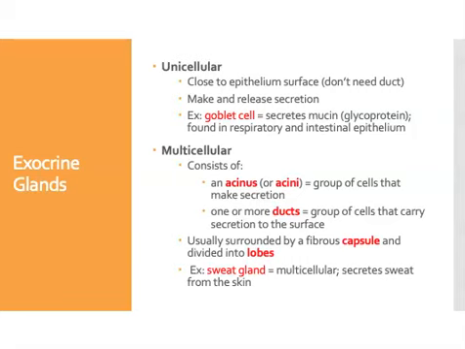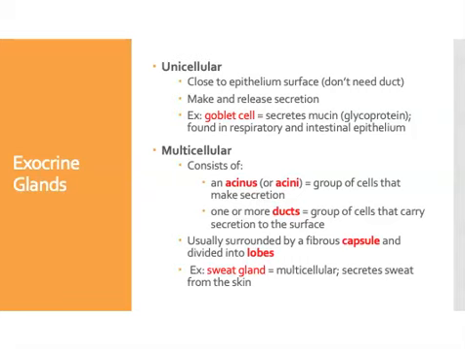Now, there are lots of different types of exocrine glands, so they too have to be classified. The most basic way to classify exocrine glands is whether they are unicellular or single-celled glands or multicellular glands. Now, when it comes to the unicellular exocrine glands, they're typically found very close to the epithelial surface, so they're not very deep down into that tissue.